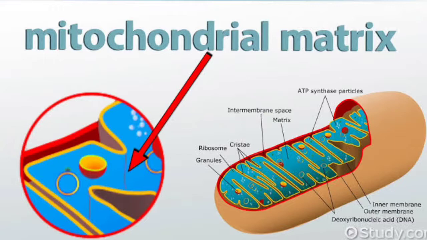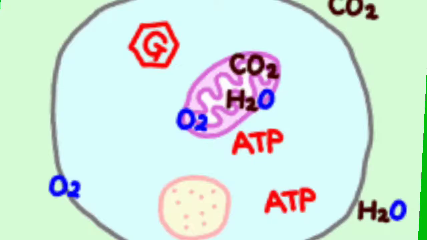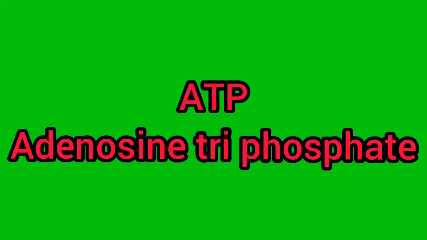Matrix में respiratory enzymes पाए जाते हैं and these respiratory enzymes are necessary for oxidation of glucose. Oxidation of glucose means burning of glucose. As the glucose is burnt in the presence of oxygen, energy is released, and this energy is released in the form of ATP, adenosine triphosphate.